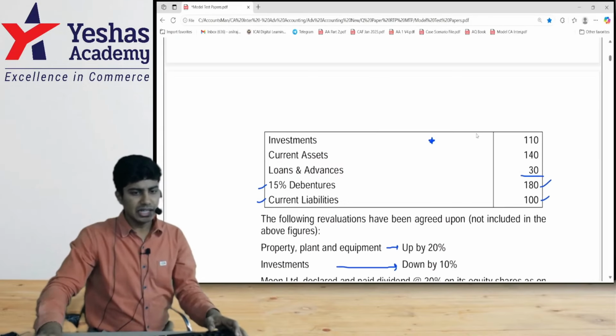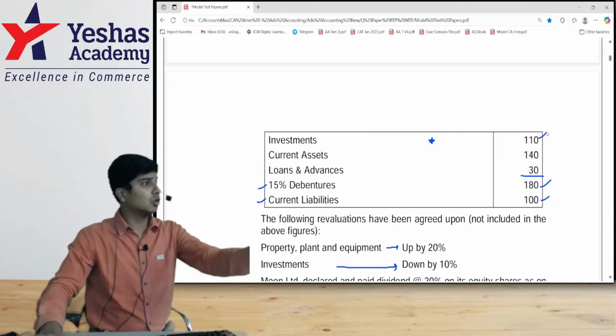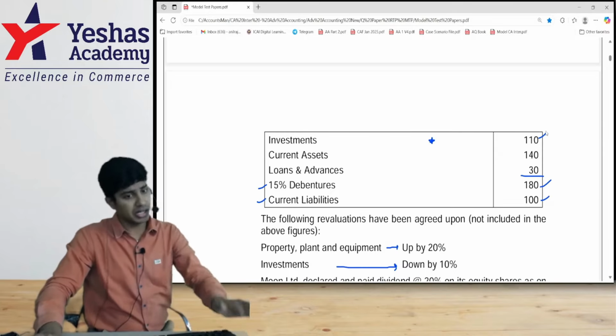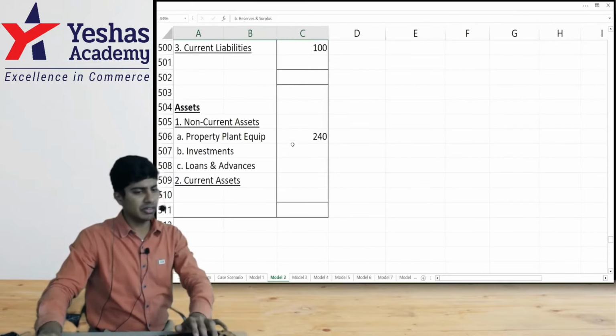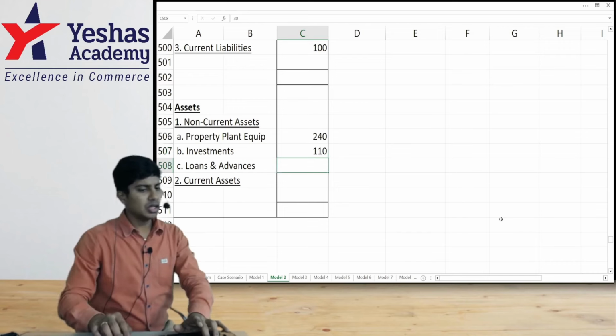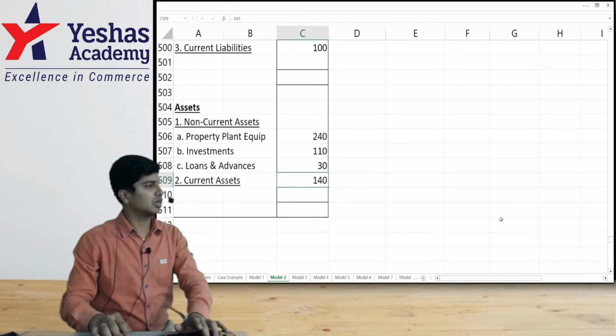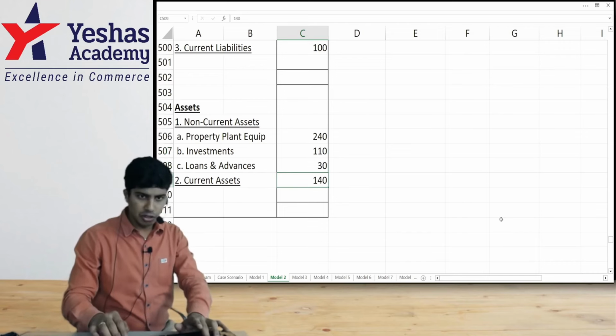What other assets are there? They have investments of 110. Don't take that minus 10% value. Take 110. And current assets 140. Loans and advances 30. Shall I get all three at once? 110 investment, loans and advances 30, current assets 140. Now the balance sheet has to tally that of the subsidiary.